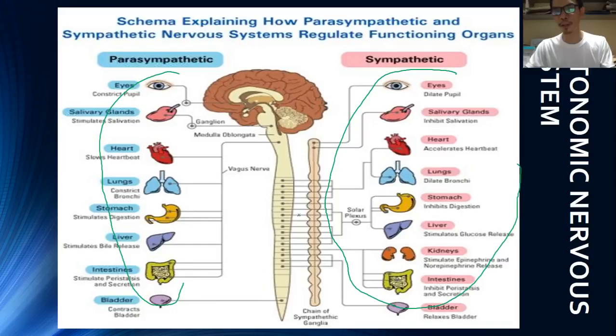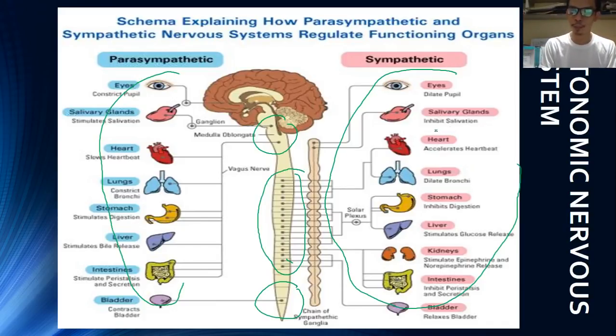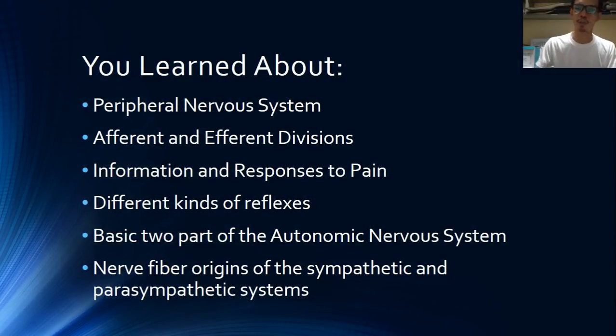And also, in terms of their connection, the parasympathetic is located on the craniosacral part of the spinal cord, meanwhile the sympathetic is located on the thoracolumbar part of the spinal cord. So with that, what did you learn today? You have learned about the peripheral nervous system. The peripheral nervous system is the window of our body to the environment. Without it, your central nervous system will be useless.